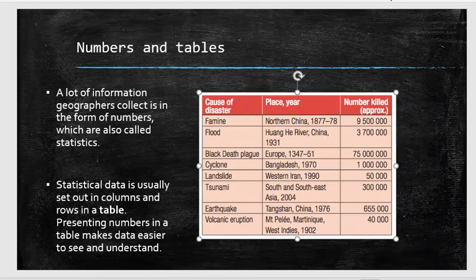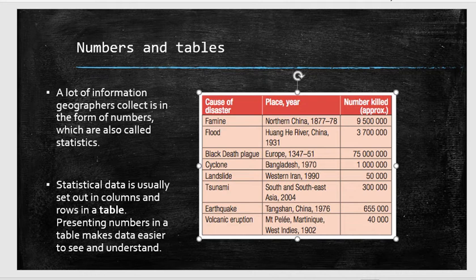So this video is going to be looking at numbers and tables, and specifically looking at average, range, and median. So in geography, we collect lots of information that we put into numbers and tables, which makes it easier to interpret and to find out information about things.